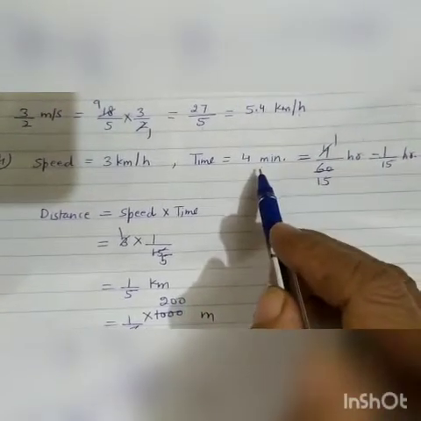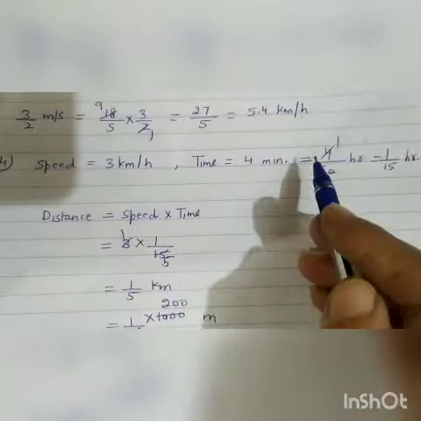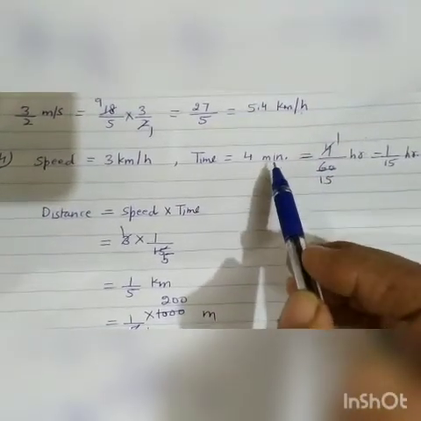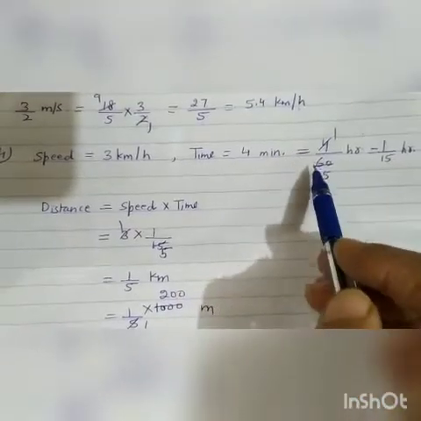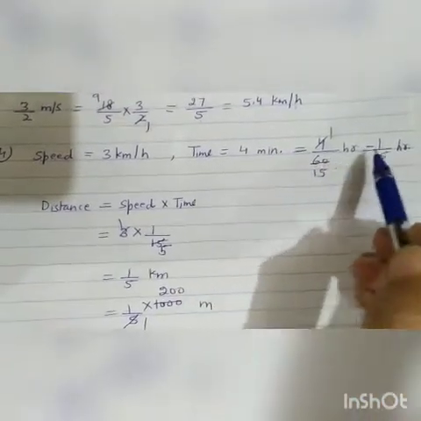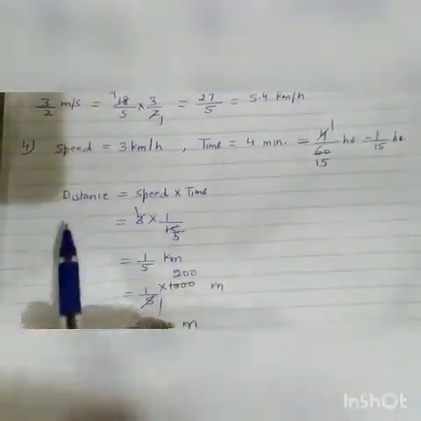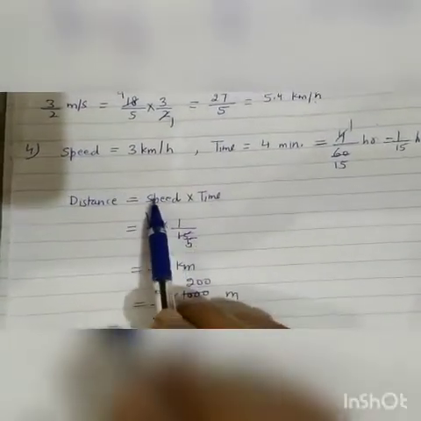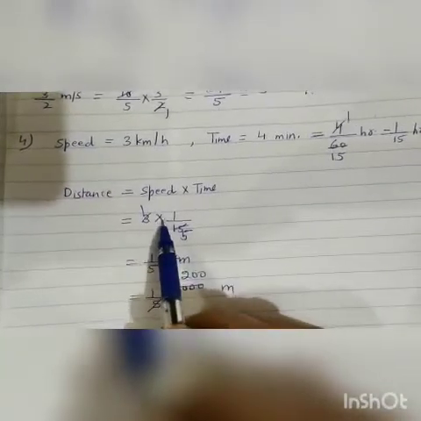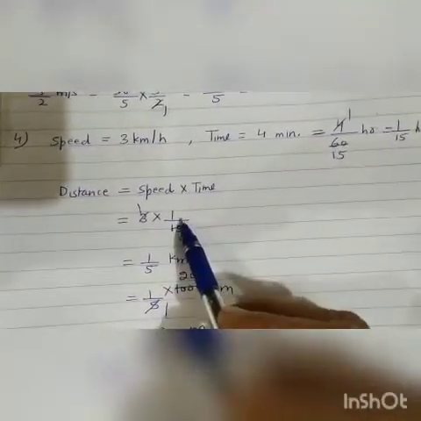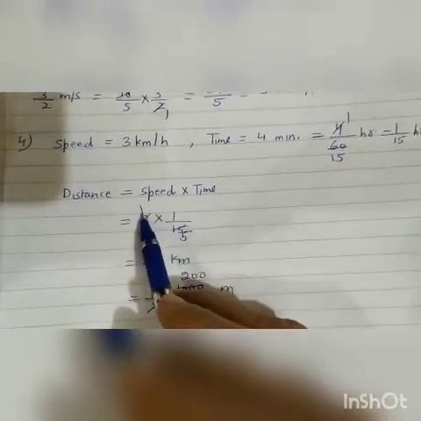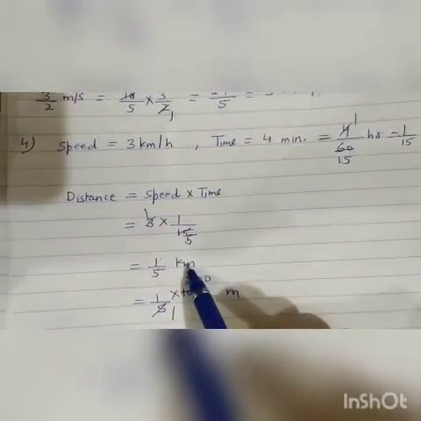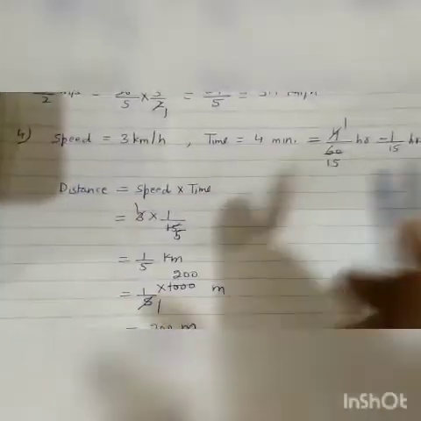Students, when we have to convert hour into minute, then we will multiply by 60. But if we have to convert minute into hour, then we have to divide by 60. So it is 1 upon 15 hour. Now distance is equal speed multiplied by time. Speed is 3 kilometer per hour into time is 1 upon 15 hour. So 3 1 ja 3, 3 5 ja 15. 1 upon 5 kilometer.